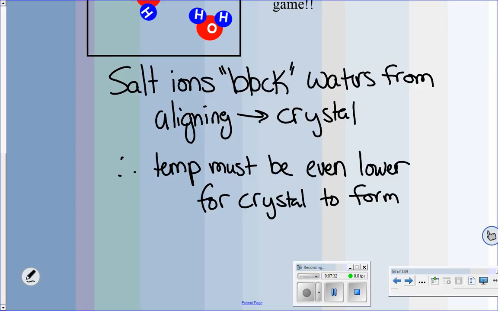So on a winter day, it kind of blocks that formation of ice. It has to get even colder in order for that crystal to form with those salt ions in there.